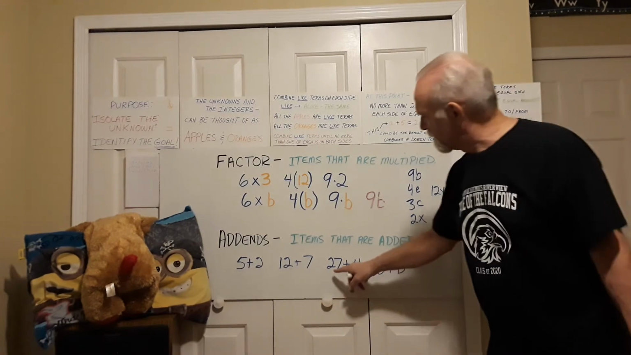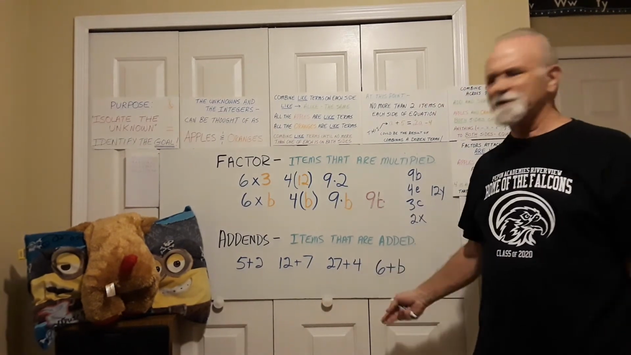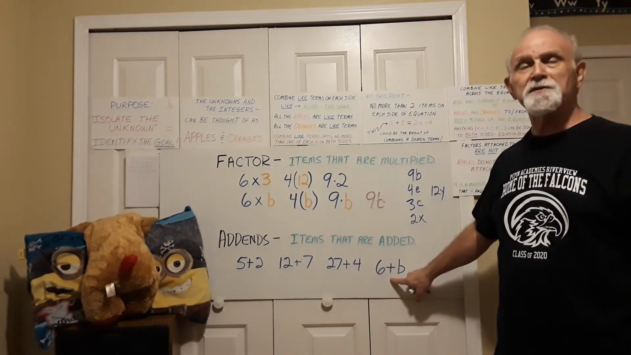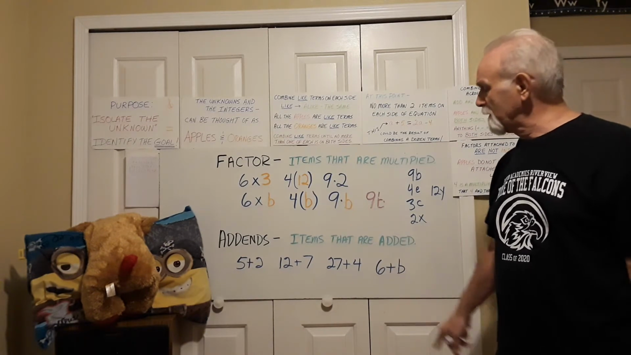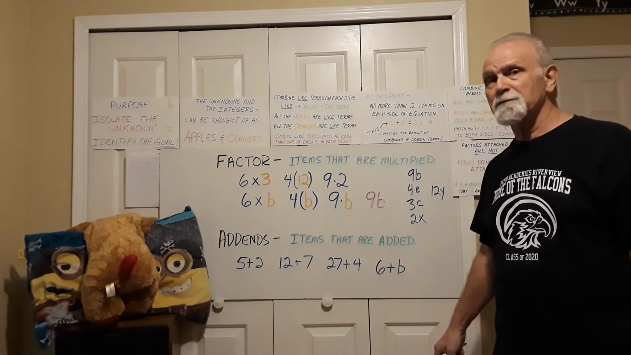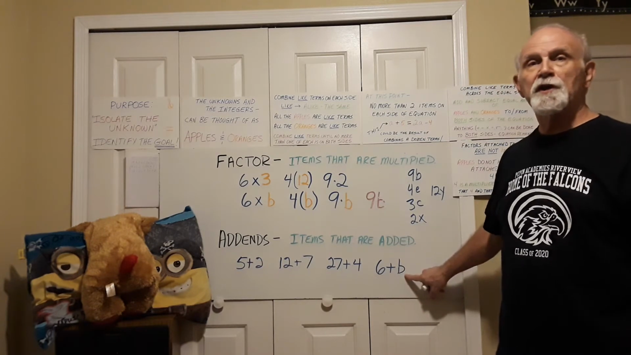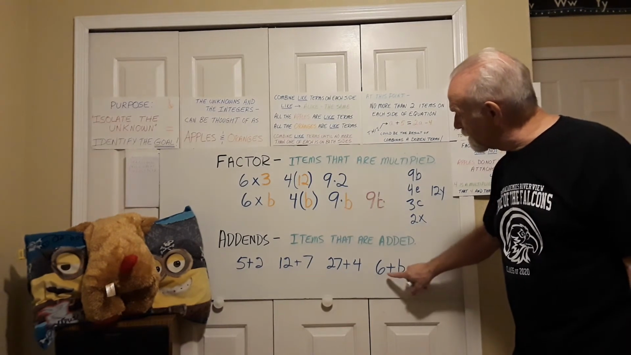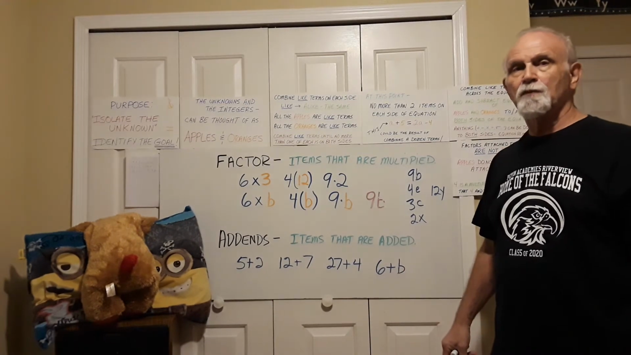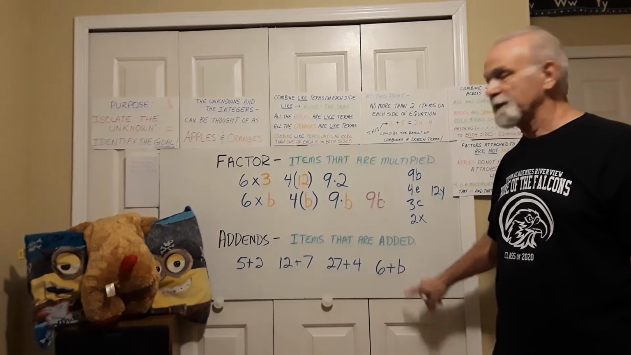Easy stuff, right? 27 plus 4. We know that's 31. You know what this is? 6 plus B? 6 plus B is 6 plus B. Why? Because we don't know what B is. We cannot combine that B with that 6. We can't combine it because we don't know what B is.